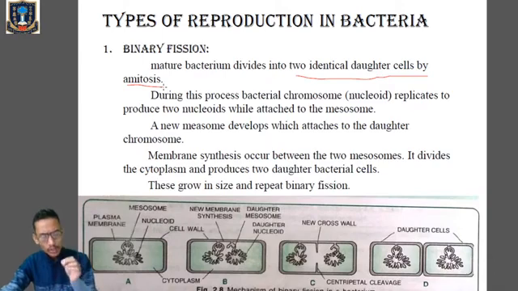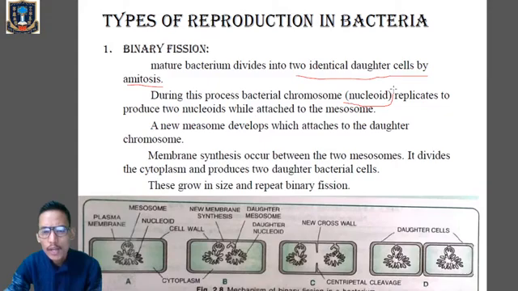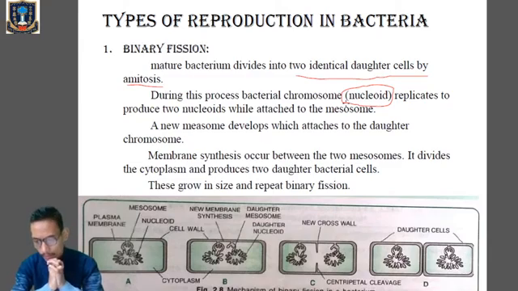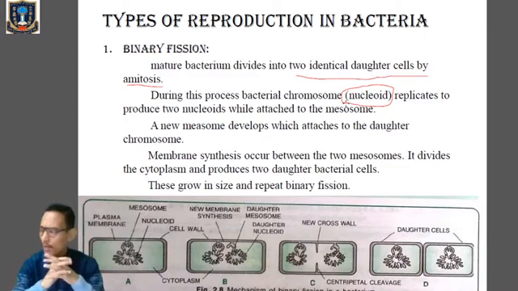During this process, the bacterial chromosome called the nucleoid... Now what do you mean by nucleoid? If you remember, in your last class I showed you the structure and the genetic material of bacterial cells. I discussed that bacteria do not have a well-defined nucleus, that means the nucleus is not surrounded by a nuclear membrane. Therefore, the chromosomal material is scattered throughout the cytoplasm in a structure known as the nucleoid.